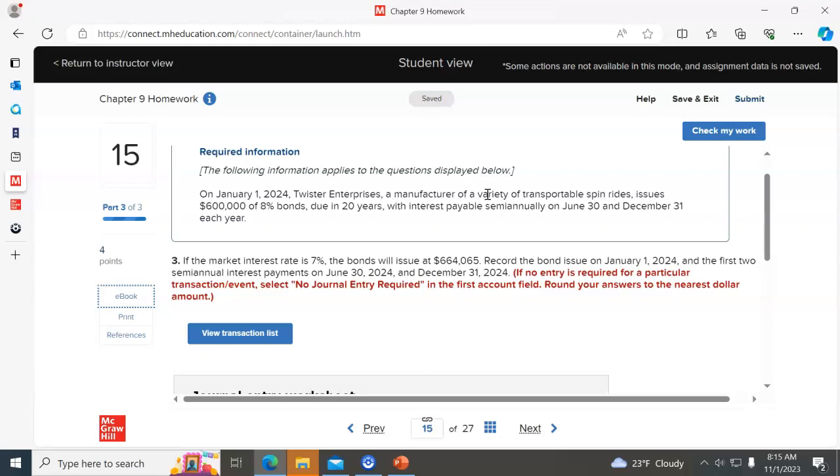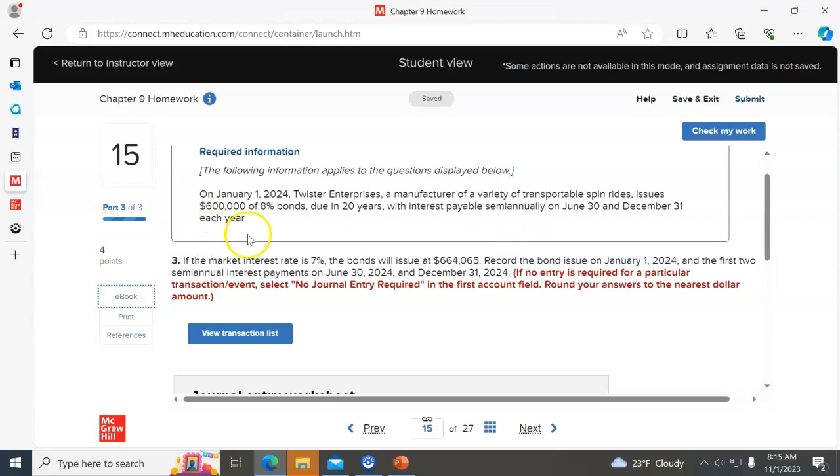And guys, if it's 20 years and they're getting paid twice a year, how many periods is that? 40. Guys, don't mess that up. So many people just think number of years, and then they're going to get it wrong, okay? Because they're going to say 20 periods, not 40 periods. I'm trying to tell you where you're going to mess up, okay?